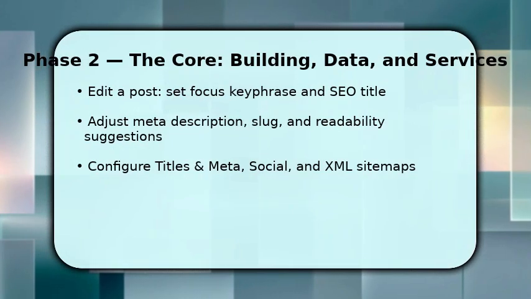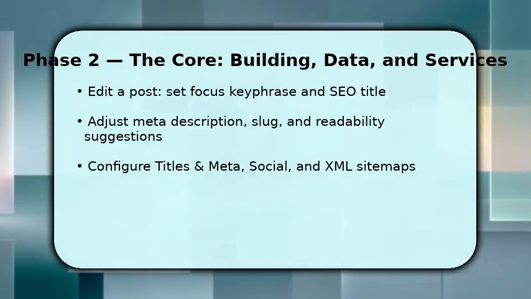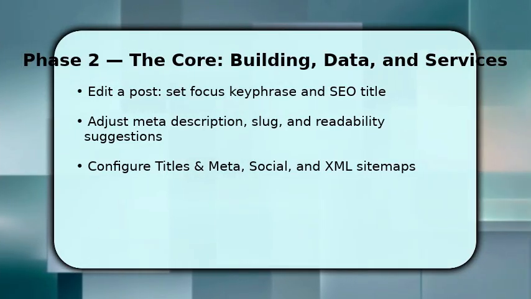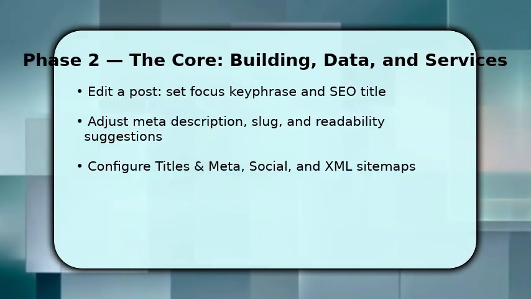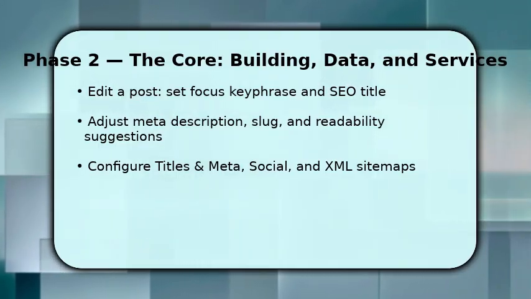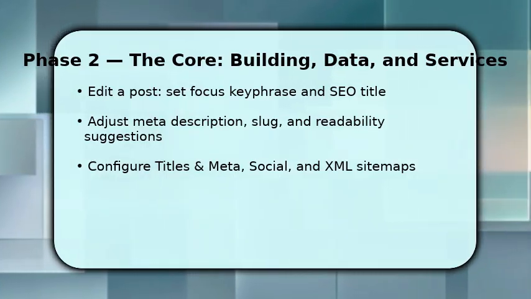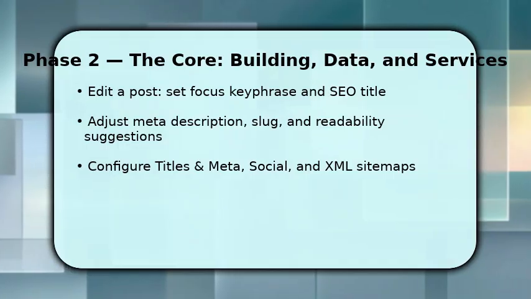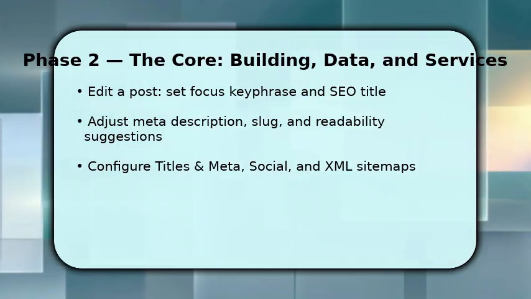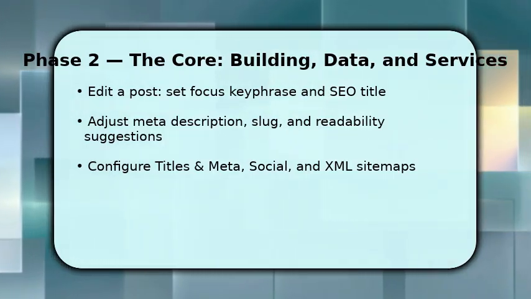Now open a post or page and use the Yoast meta box. Enter a clear focus key phrase, then craft an SEO title and meta description that include the key phrase early. Make sure the slug is clean and matches the title. Review Yoast's readability and SEO analysis. Follow the red or orange suggestions to improve sentences, headings, and internal links.